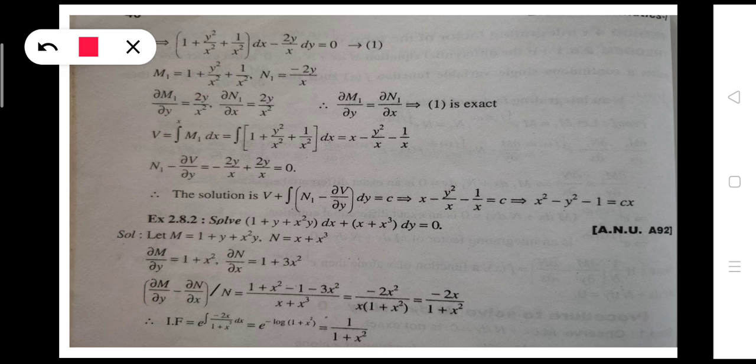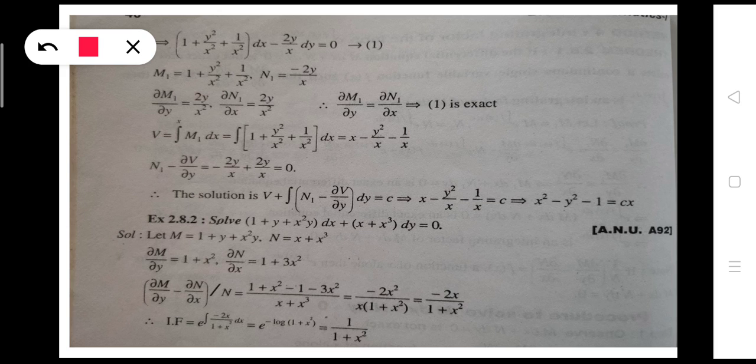If M is greater than N, the given equation is not exact, and we need to find 1 by N into (dou M by dou y minus dou N by dou x), and this is equal to f of x. Now first find dou M by dou y. Differentiate M with respect to y: 1 plus the differentiation of y with respect to y, which is 1, and the differentiation of x square y is x square only, because the differentiation of y with respect to y is 1. So the remaining term is x square only.